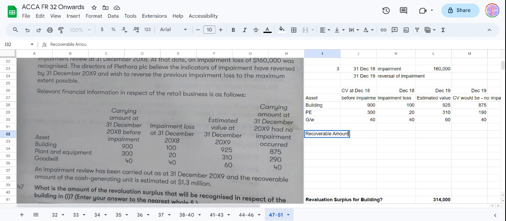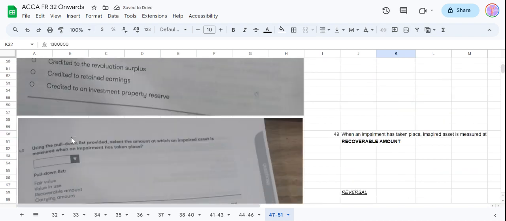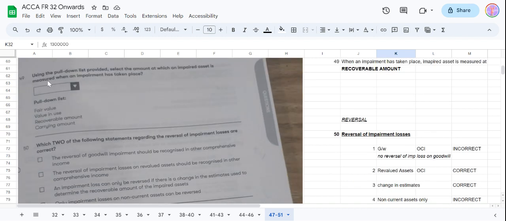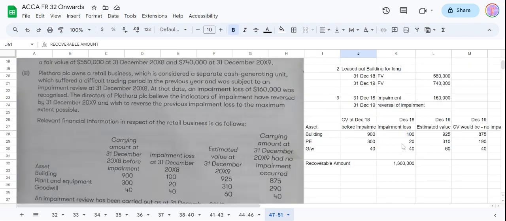Why is the recoverable amount an important factor here? We are saying 1.3 million. We just did an MCQ, no? This 149, that when an impairment has taken place, the impaired asset is measured at recoverable amount. So they have given that the recoverable amount is 1.3 million.